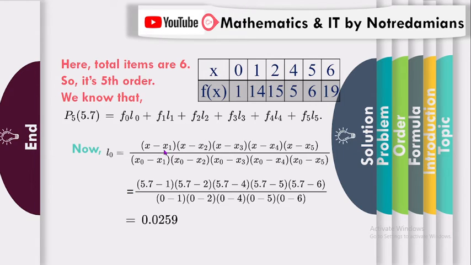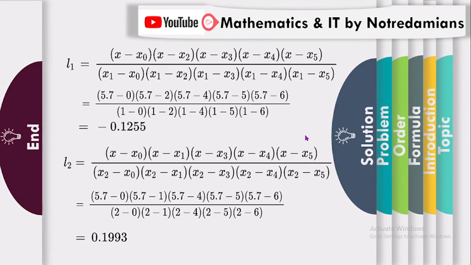So in the numerator of the fraction, we have to subtract every value of x except x0 from x, and in the denominator we have to subtract the same values, with just one difference: as it is L0, we have to subtract from x0. So by the values here, our value of L0 is 0.0259.